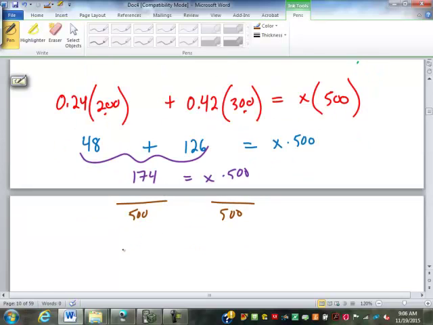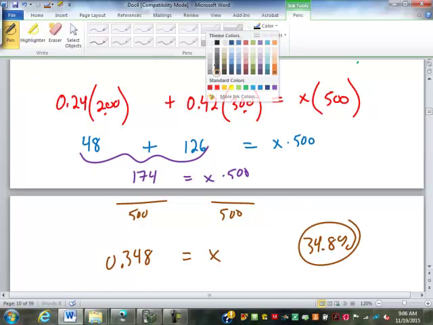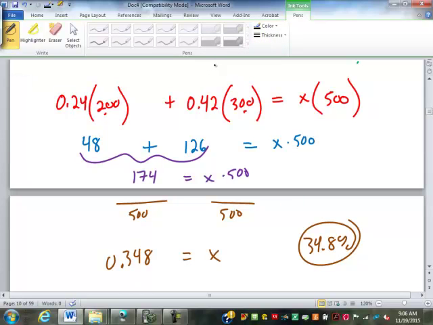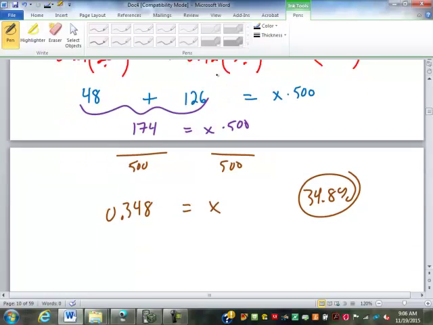174 divided by 500 is 0.348 equals x. So it's 34.8% is the concentration. What do you think? Not so bad? You don't like it? It's going to get worse, don't worry.